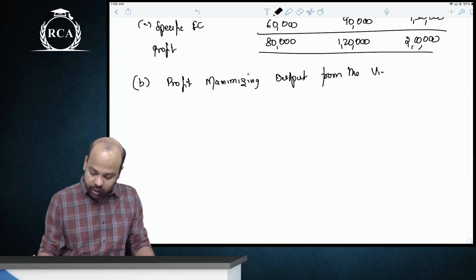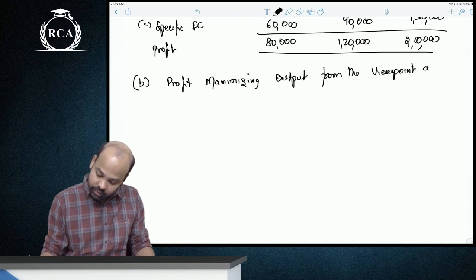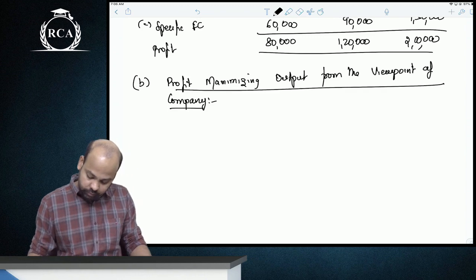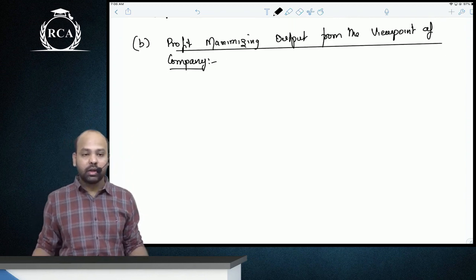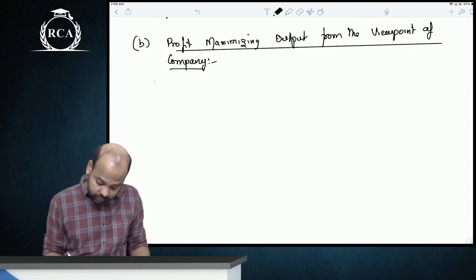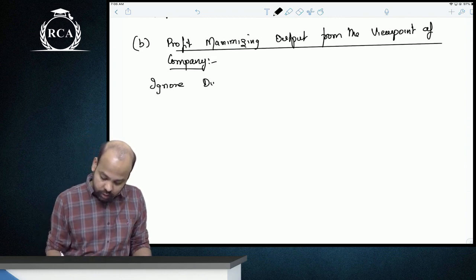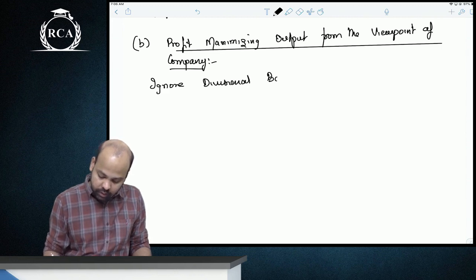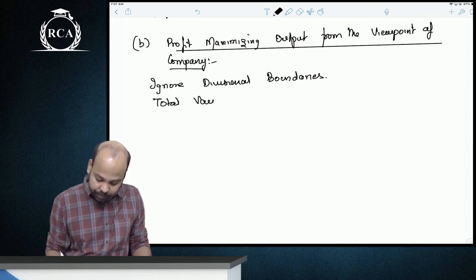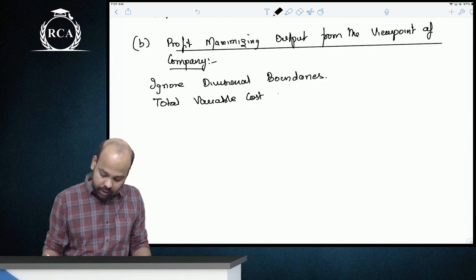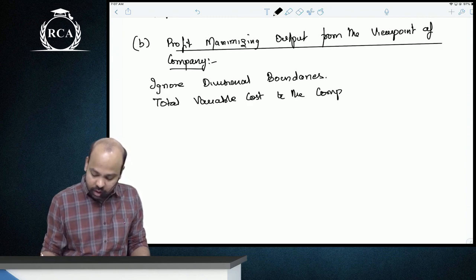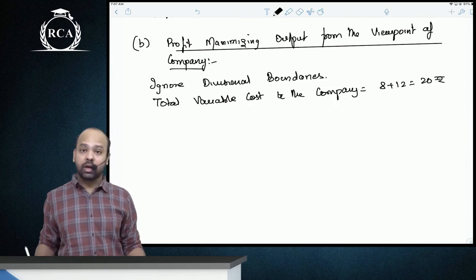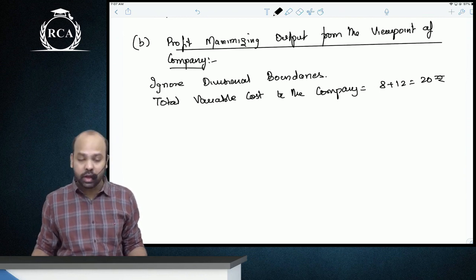So we are basically ignoring, guys, we are basically looking from the viewpoint of company. Remember, guys, we will be ignoring the fact that there are internal transfers. Ignore divisional boundaries. The total variable cost to the company is how much? Ultimately, guys, the company as a whole beta is incurring a variable cost of only 8 plus 12, 20 rupees.